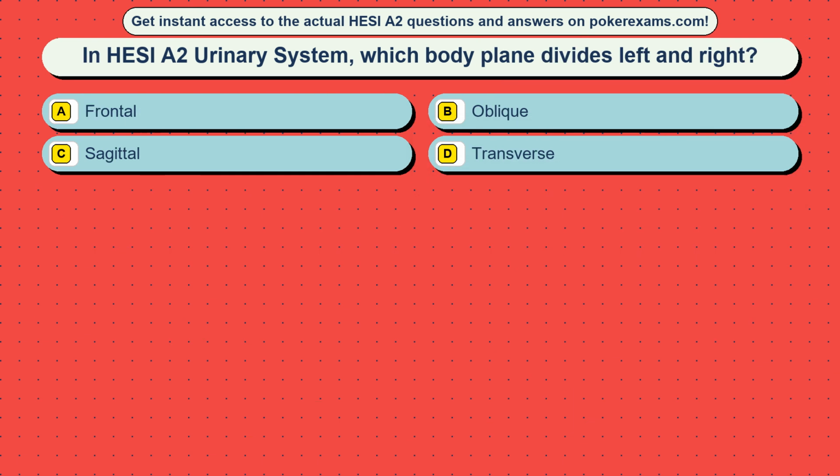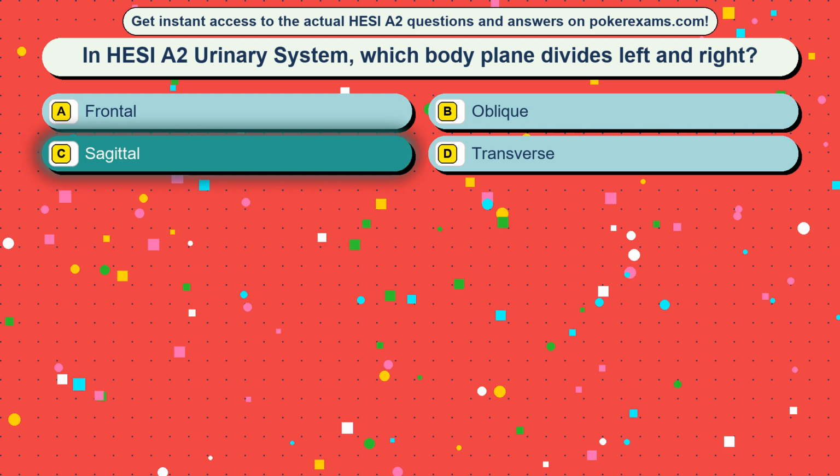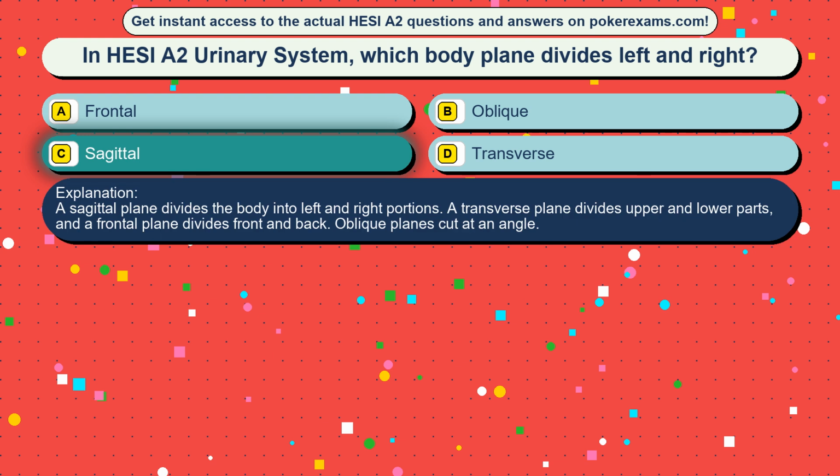Question 43. In HESI A2 urinary system, which body plane divides left and right? Option A, frontal. Option B, oblique. Option C, sagittal. Option D, transverse. The correct answer is option C, sagittal. A sagittal plane divides the body into left and right portions. A transverse plane divides upper and lower parts, and a frontal plane divides front and back. Oblique planes cut at an angle.